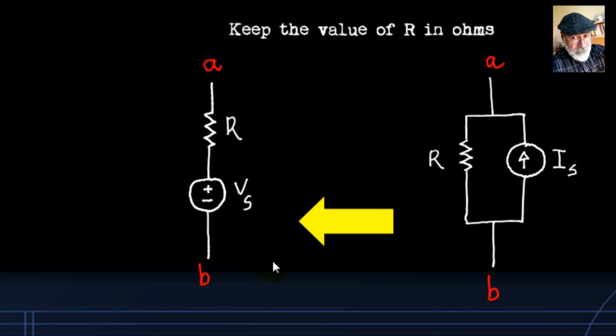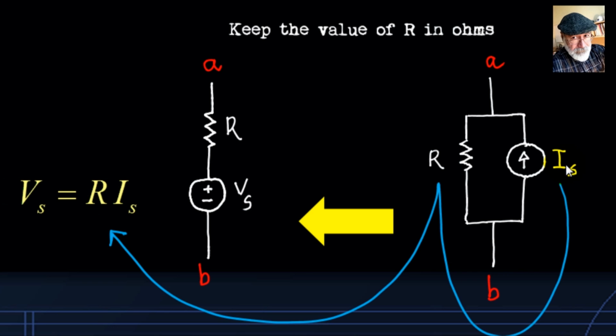Easy. Keep the value of the resistor in ohms, the same ohms here and there. And what about the value of the voltage source in this case? Multiply the value of the known current source by the resistance, and that gives you Vs, the value that you should use for the voltage source to guarantee equivalence between the two sets of elements. Easy enough, right? But we better see that in action in a numerical exercise.